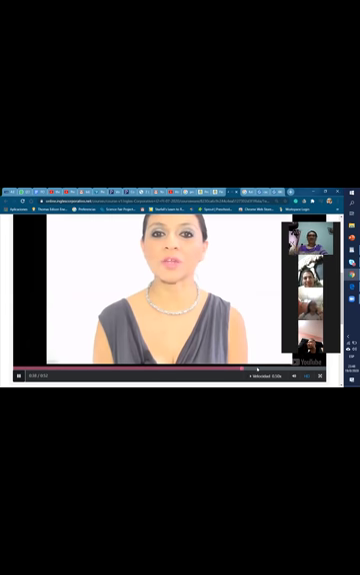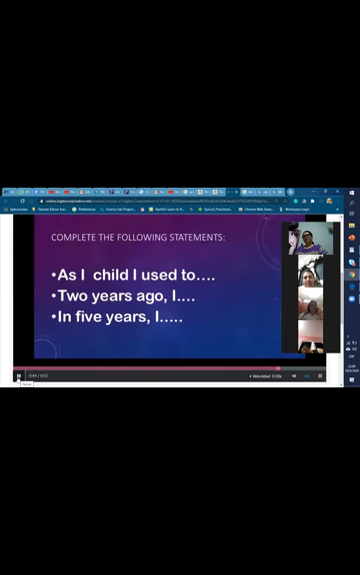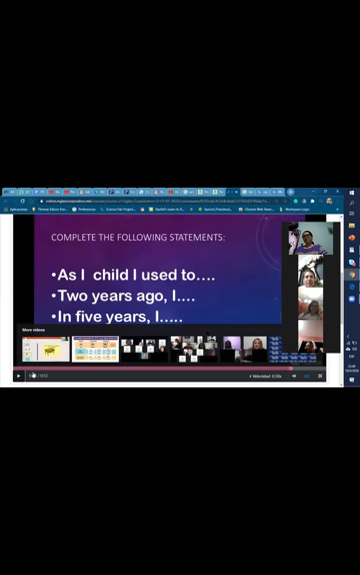There will be a computer in every home. Can you now complete the statements with your own information? Read the statements to your teacher. As a child, I used to. Okay, I will have some people complete this.